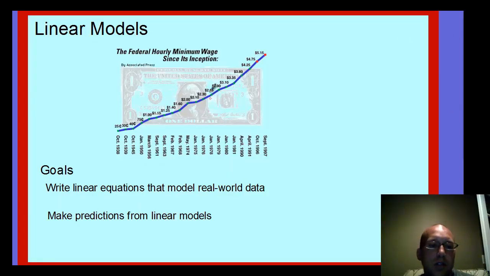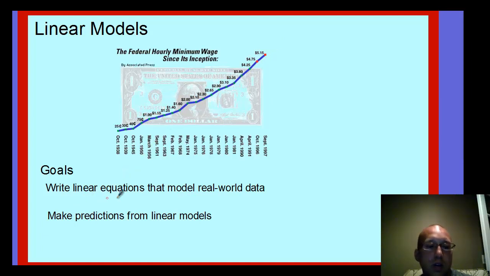So linear models just take data from life, and then we put it in some kind of scatter plot, and we look for trends. For this one, obviously, this is the hourly minimum wage from 1938 to 1997, and it looks at some of the changes that occurred in those years. As you look at this, you can see how it has increased over time. Now, is this a line? No, but is there a linear relationship? It appears that there is a linear relationship.